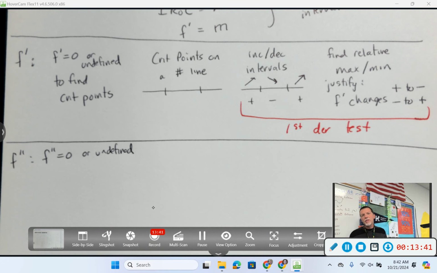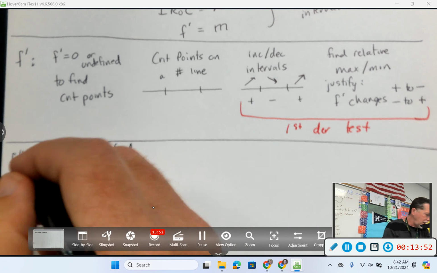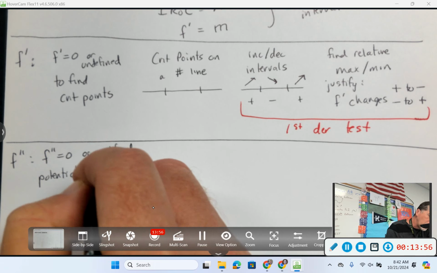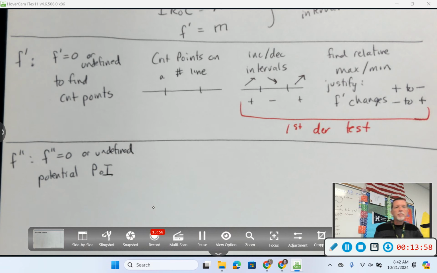And this is where the parallels break down a little bit, because there's not a special name for those points. I wish somebody would come up with a name for those points, because then we could make this nice table and everything would fit. I guess the best we can do right now is to say that those are potential points of inflection.